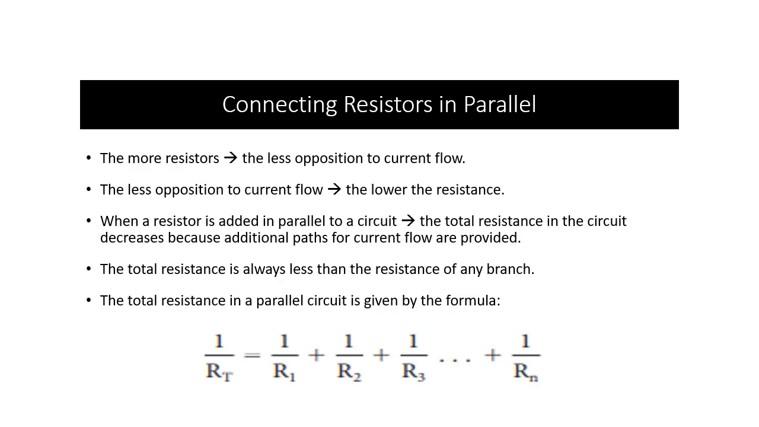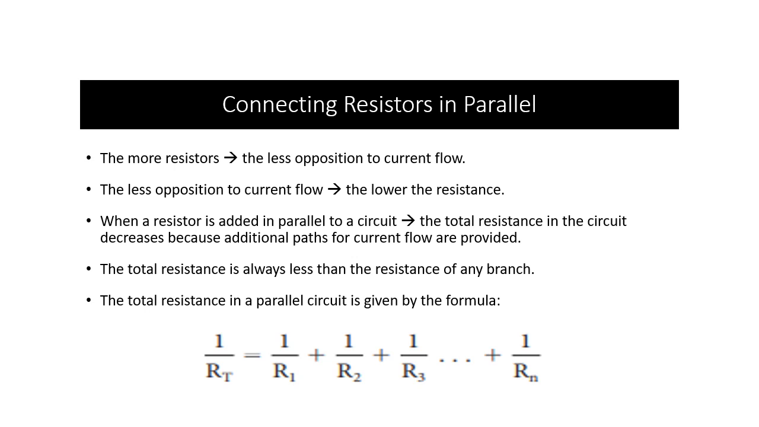The more resistors are connected in parallel, the less opposition there is to current flow. The less opposition there is to current flow, the lower the resistance in the circuit. In other words, when a resistor is added in parallel to a circuit, the total resistance in the circuit decreases because additional paths for current flow are provided. In a parallel circuit, the total resistance is always less than the resistance of any branch.